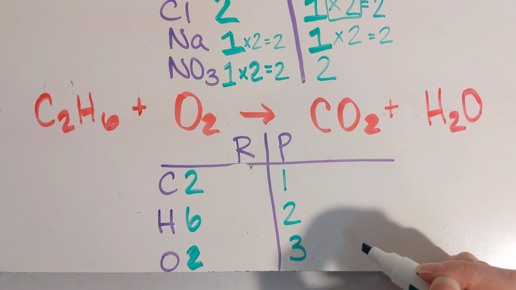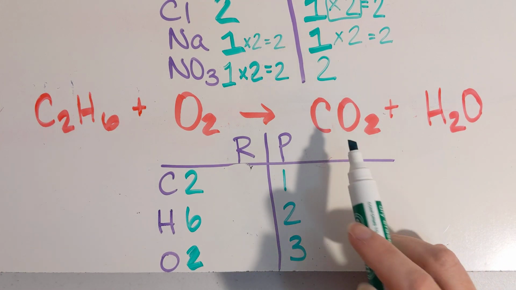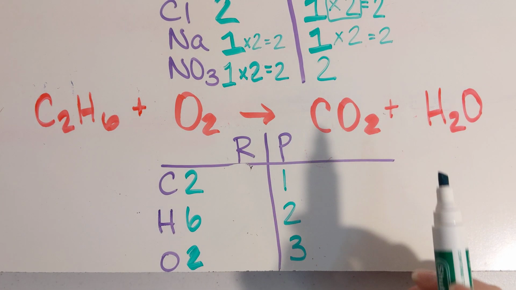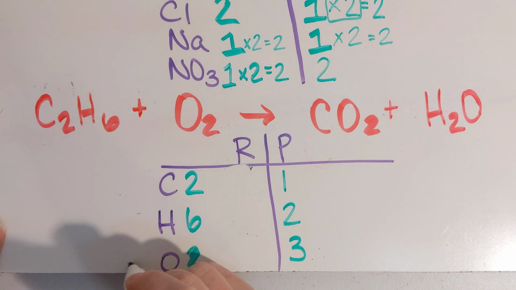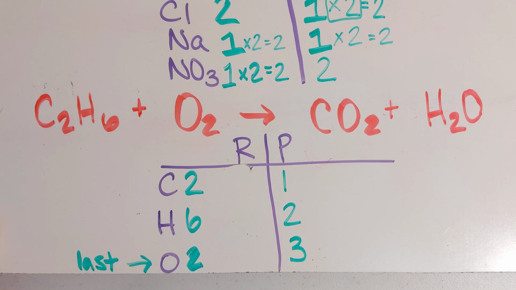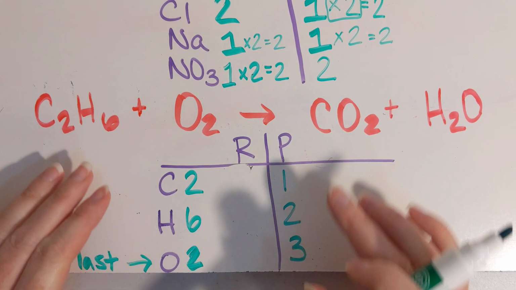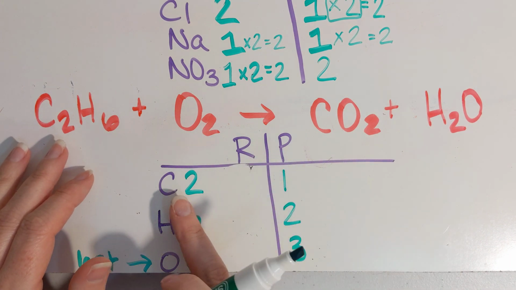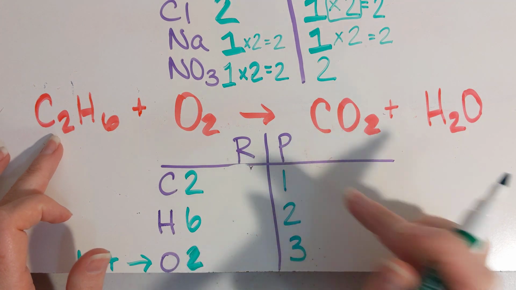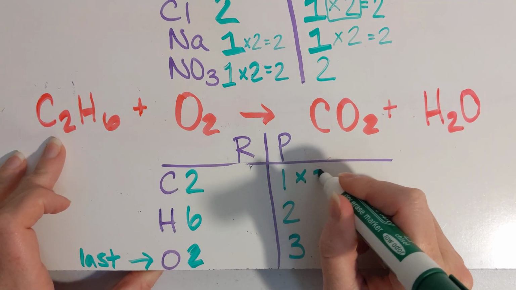Okay, so this one is a little bit more difficult simply because I have oxygen in multiple places. So my advice to you, when you see an element in multiple places, is to save it for last. Usually that's going to be the easiest way to do it. Just kind of ignore oxygen completely until the very end. So let's start with carbon, just arbitrarily. So I'm starting with 2 carbons, ending with 1. So I'm going to need to multiply that 1 carbon by 2.